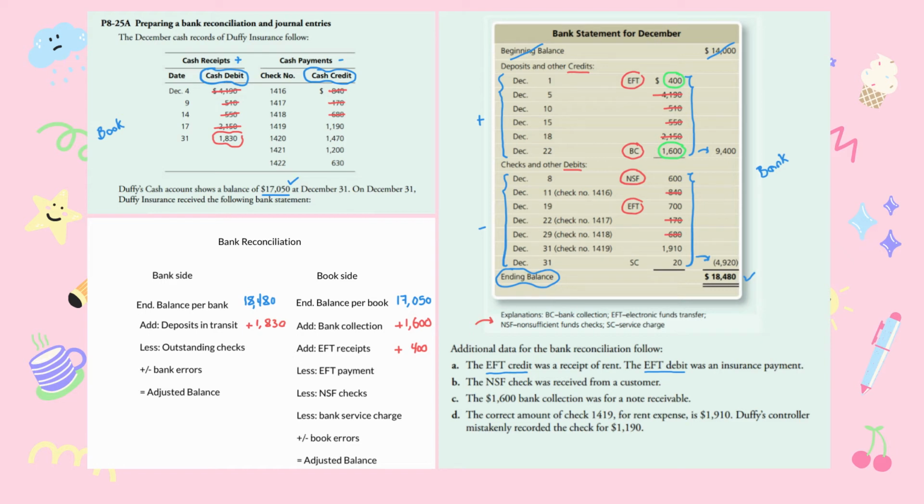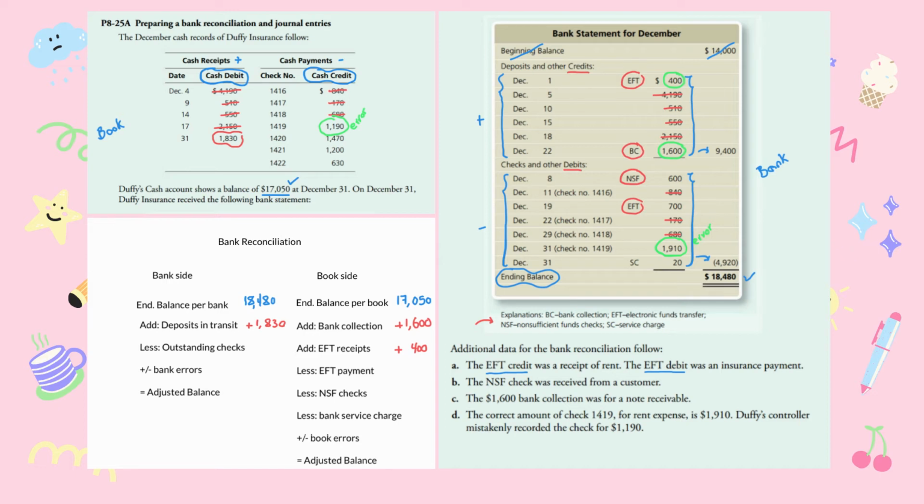Now check number 1419, the amount is 1,190. In the bank, it's 1,910. So we have an error. Is it a bank error or a book error? I don't know yet, so I'm going to leave it until the end. I'm going to write error beside this one, and I'm going to go back to it later on.